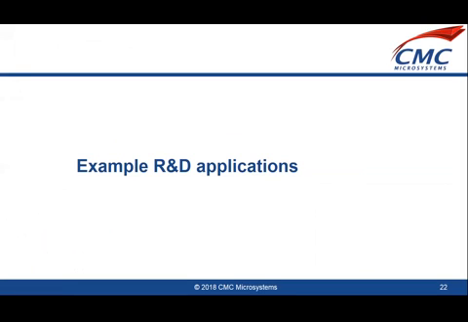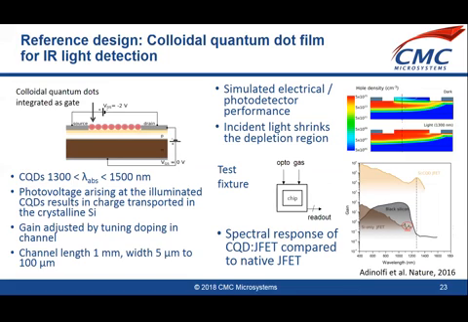So I hope you've started to get a flavor of how this platform can open the door to R&D applications for a number of different soft materials. So let's consider in the next couple of slides just two kinds of applications as examples. This first example is in fact documented in the reference design. It integrated a colloidal quantum dot film onto the open gate to make an ultra-sensitive infrared light detector.